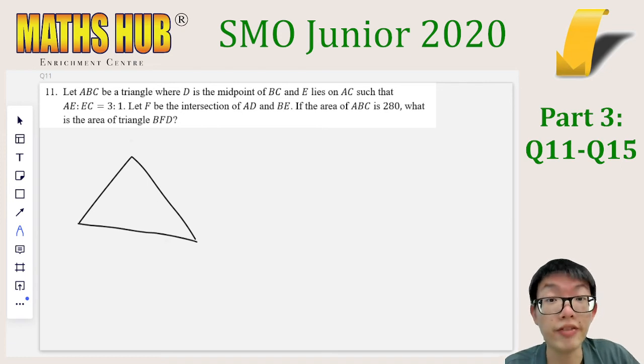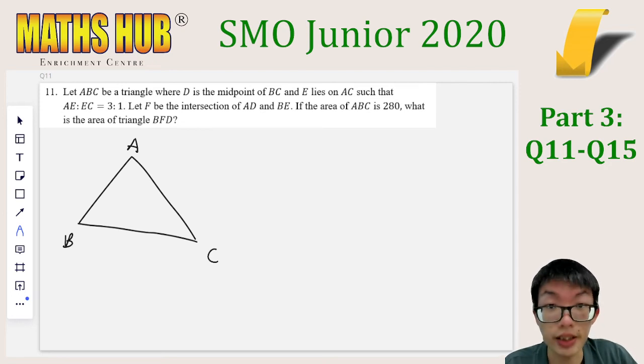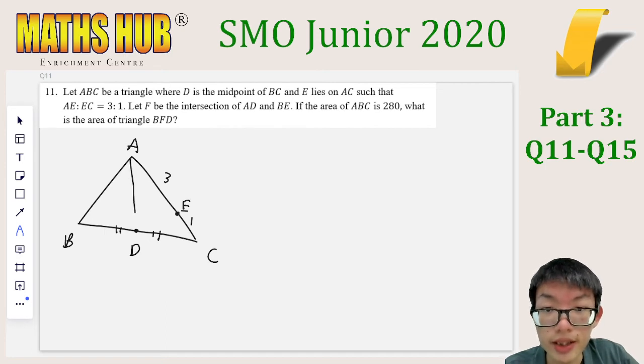Let's draw the diagram first. Without drawing a diagram, it's really hard to tell what the question is even talking about. So ABC is a triangle, D is the midpoint of BC, and E lies on AC such that AE to EC is 3:1. Now let F be the intersection of AD and BE.